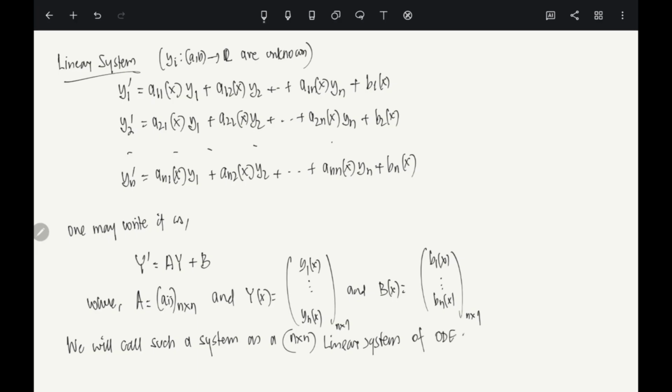Now please remember this thing. This is a linear system, general form, n cross n system. Now you can of course talk about non-linear systems, where any of these coefficients aij depends on x, y1 or the derivative and so on. Those are complicated things, and this is the easiest one. We will start our study by analyzing the linear systems first. With this we are going to end this video.